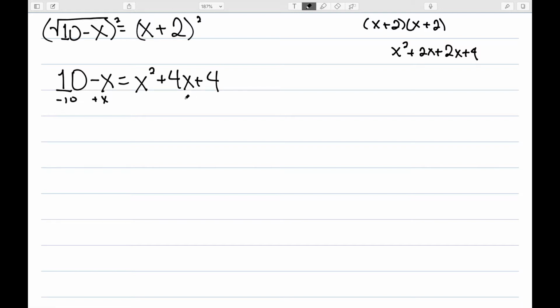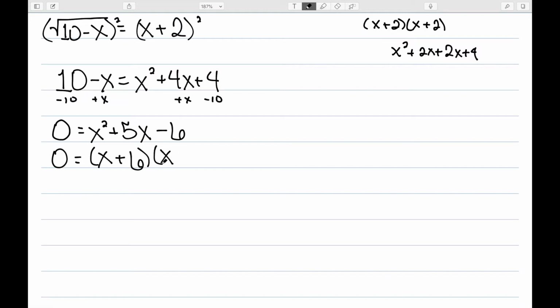Since we have an x squared, I want to get everything on one side of the equation. Subtracting 10 and adding x to both sides gives me x squared plus 5x minus 6. And we can factor this into x plus 6, x minus 1. So we have x plus 6 is equal to 0 and x minus 1 is equal to 0. Or x is minus 6 and x is 1.